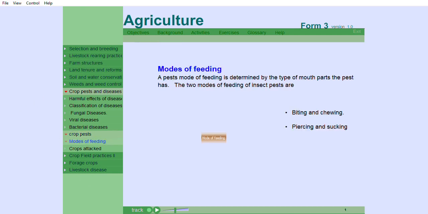Modes of feeding. A pest's mode of feeding is determined by the type of mouthparts the pest has. The two modes of feeding of insect pests are biting and chewing, and piercing and sucking.